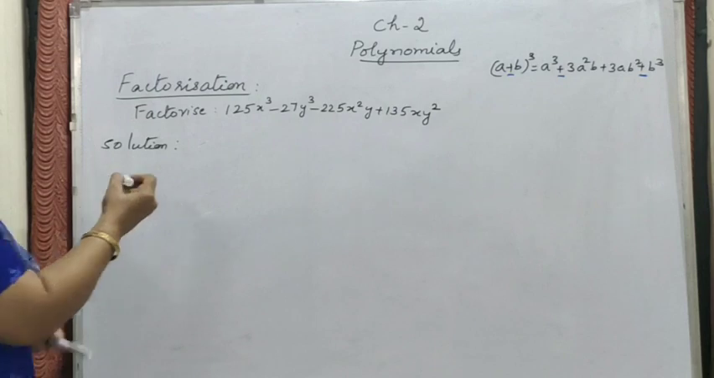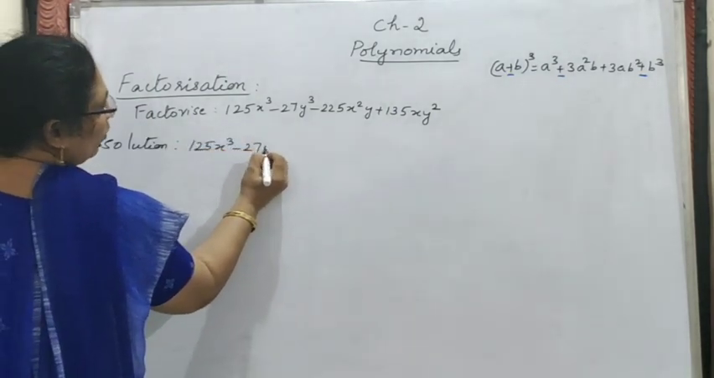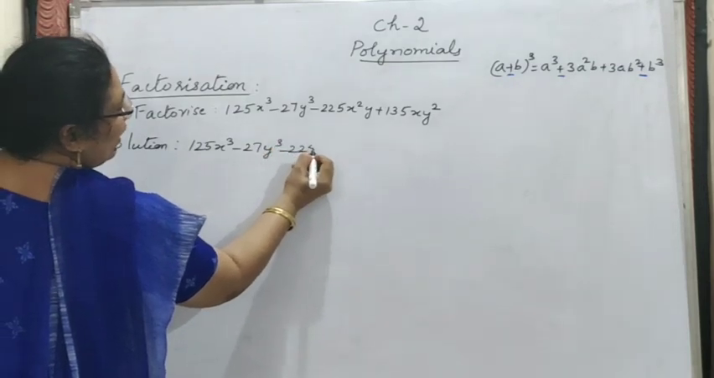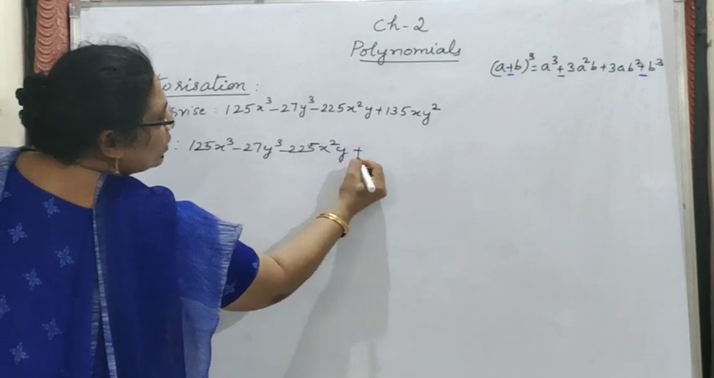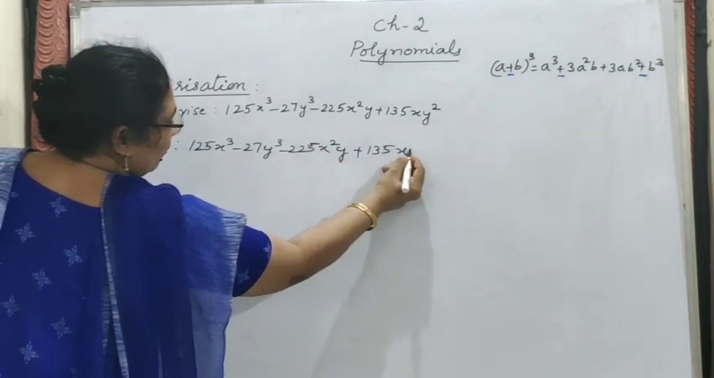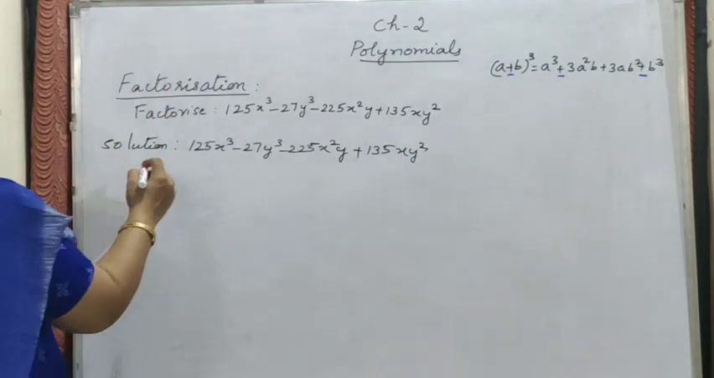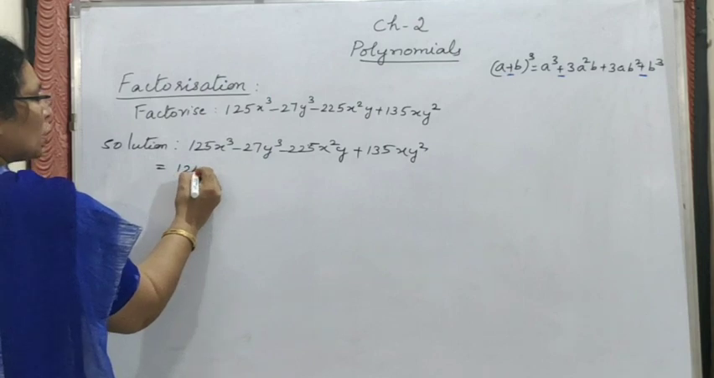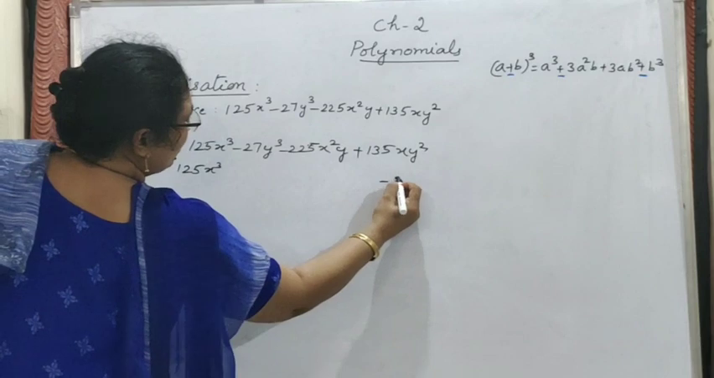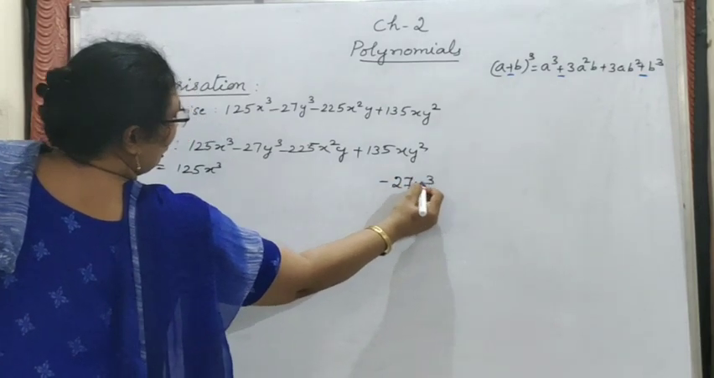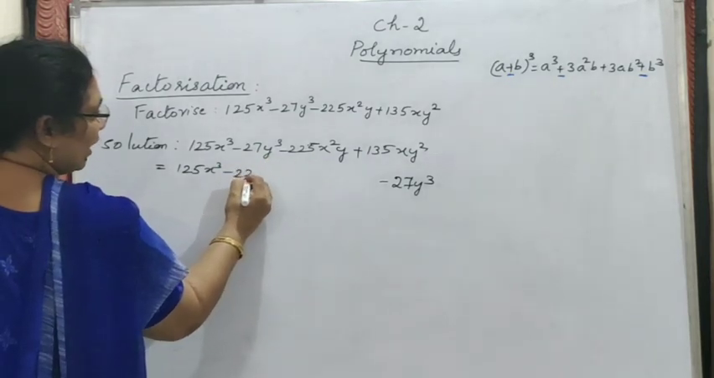So we are taking down the question first: 125x cube minus 27y cube minus 225x square y plus 135xy square. We should rearrange the terms if it is required. Here it is required, so we are rearranging the terms. So 125x cube, I have decided this is the first term. Now this will be the last: minus 27y cube. Now plus, after that minus only, so minus 225x square y.